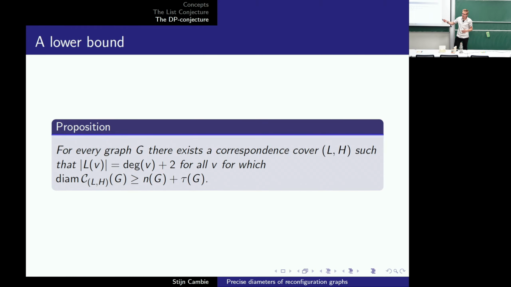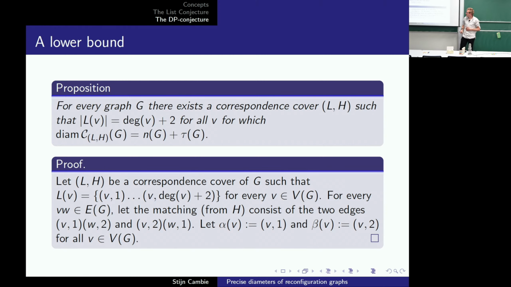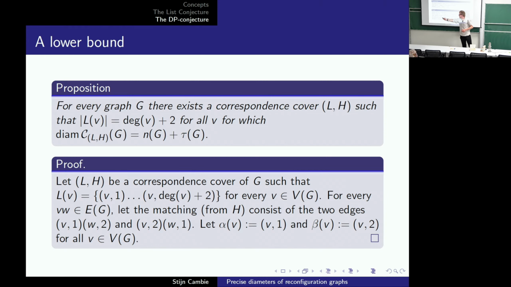And in general, we can prove that for every graph, there exists a correspondence cover such that the number of elements in L of v is at least degree of v plus 2 for every vertex, so the same constraint, and such that the diameter is at least n plus tau, where tau is the vertex covering number. And the construction is pretty similar to the clique. We can call the colors or the elements in L of v, v1 up to v of degree v plus 2. And then we connect v1 with w2 and v2 with w1. So basically you will have the same crosses.